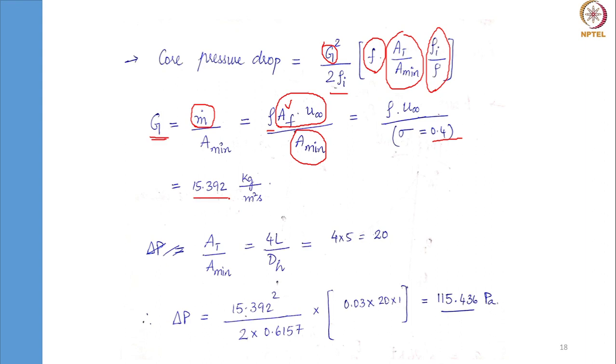So G I can write as rho u infinity by sigma, which comes out to be 15.39 kg per meter square second. And one more parameter, which is AT by A minimum, which is 4L by hydraulic diameter. Even that is also given. L by D ratio is given in our problem. So multiply that with 4, we end up getting 20. So once we have these two values, G and AT by A minimum, the rest is just arithmetic. Plug these values into this expression to find out that delta P is 115 Pascal. Any questions here?